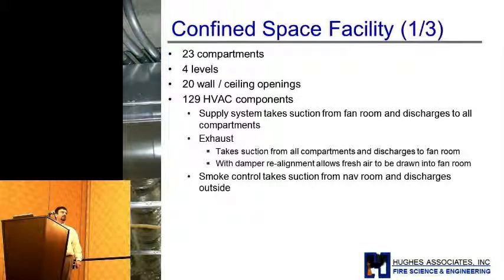And we have 3 separate HVAC systems with a total of 129 components, a component being an unbroken length of duct or fan or damper or a connection to a compartment. So the 3 systems were a supply system that takes suction from a fan room and distributes to compartments. We have an exhaust system which takes suction from compartments and discharges to a fan room. And then there was a smoke control system which took suction from one specific compartment and discharged to the outside.